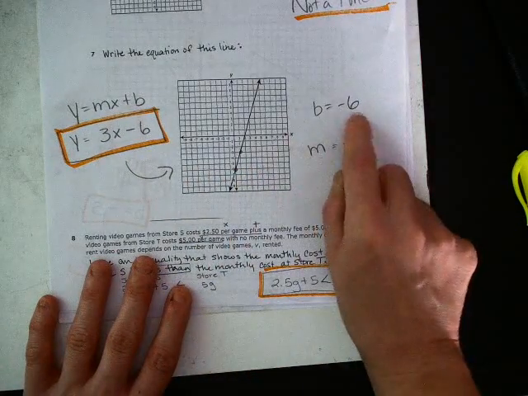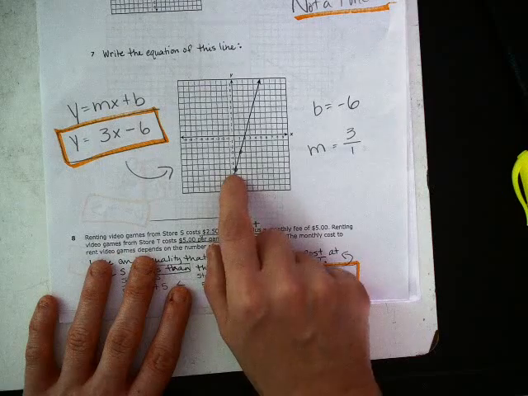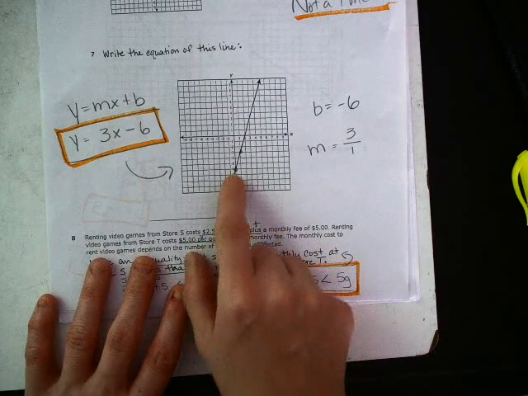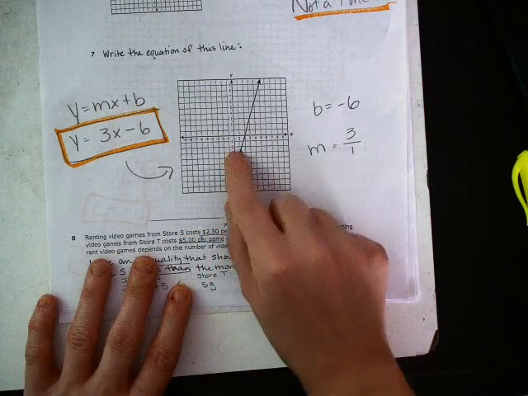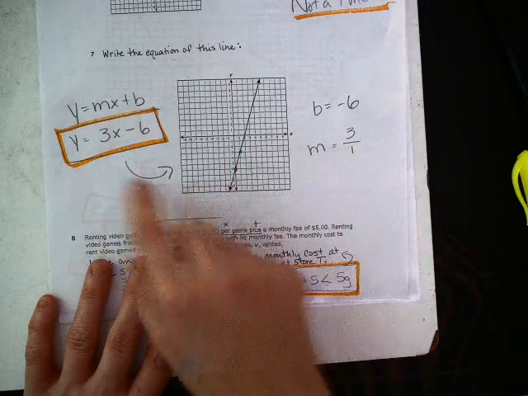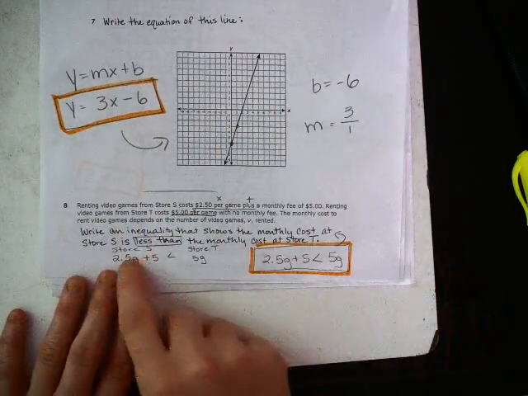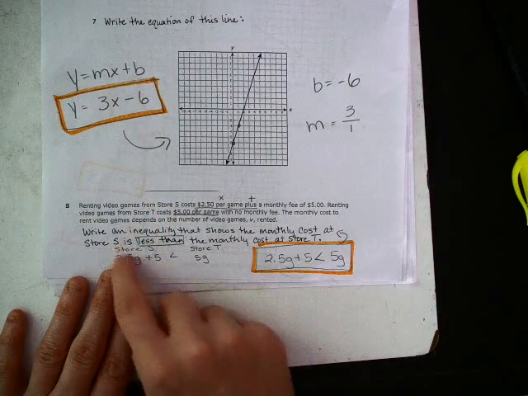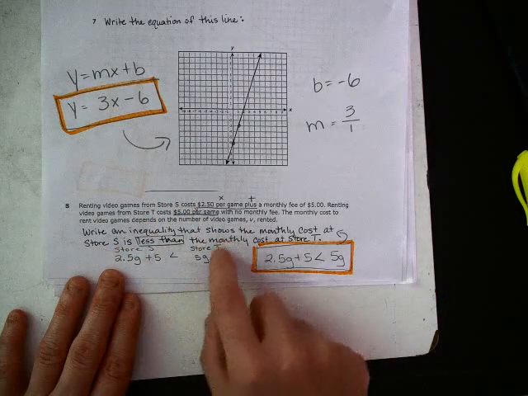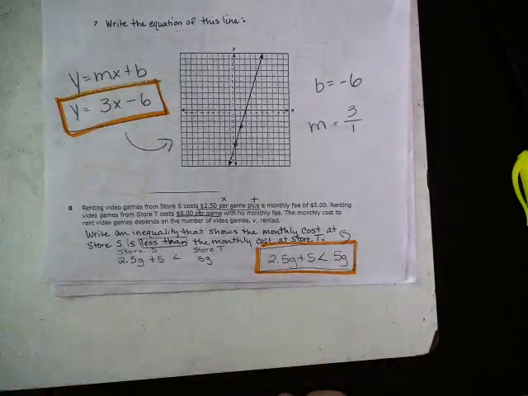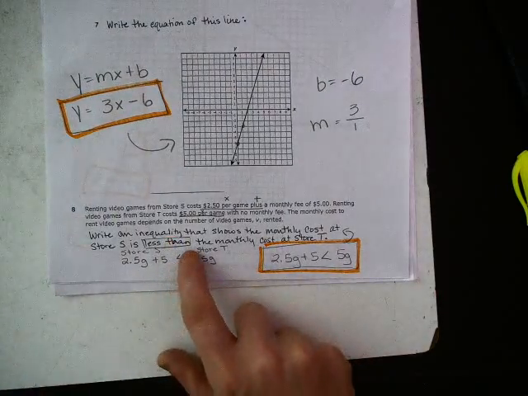This one actually was the equation of the line. I first had to find my y-intercept, and I get -6. And then I count up and over, and I get 3 over 1, so this is my equation. Okay, this one I took the words created for store S, this is store T, and then I put them together. And less than is that sign.